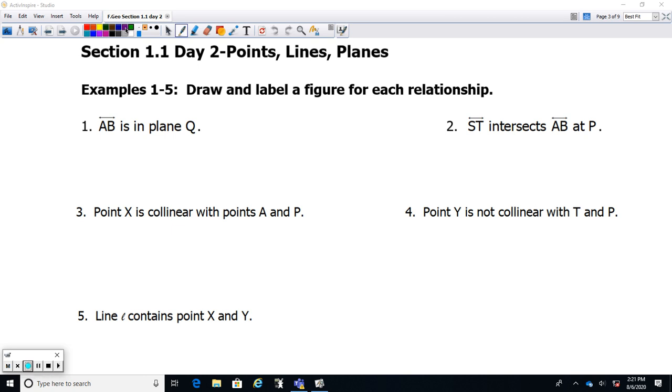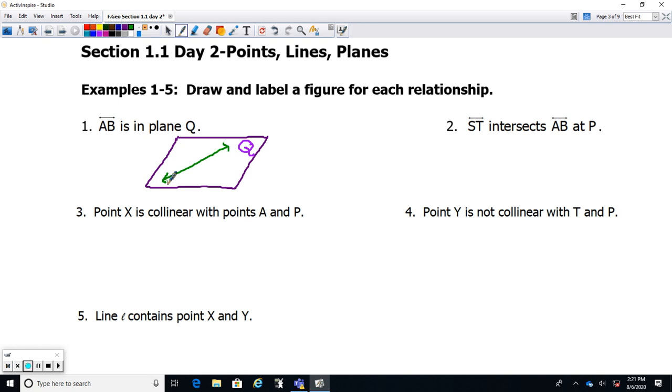I'm going to start by drawing a plane. Remember to keep in mind the proper notation. I'm going to put my fancy script Q, something like that. And then I'm going to add my line, AB. So again, notation, make sure there's arrows. And because a plane goes on forever, this line that is also going on forever will stay on it.